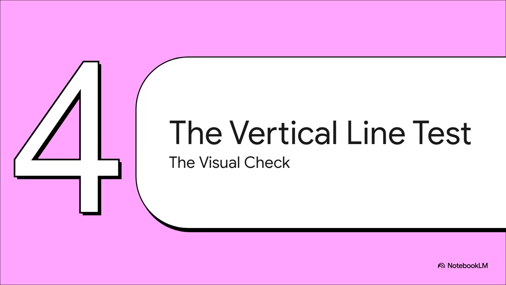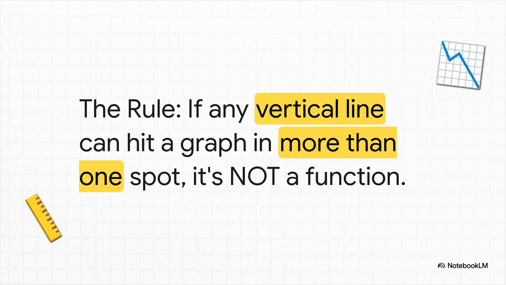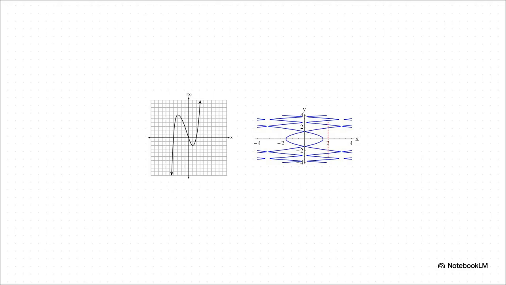So what about when we're looking at a graph? How can we tell if it represents one of these predictable working machines? Turns out there's a beautifully simple visual trick for this. It's called the vertical line test, and the rule is simple. If you can draw a single vertical line anywhere on the graph and it crosses the curve in more than one place, then it is not a function. Let's see it in action.